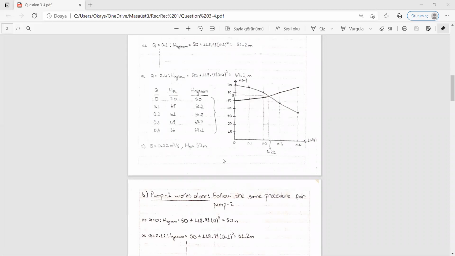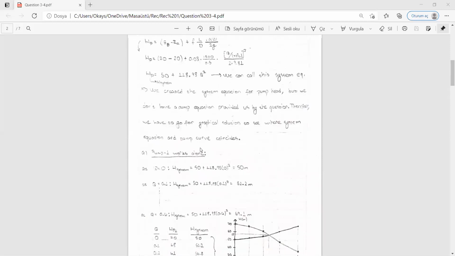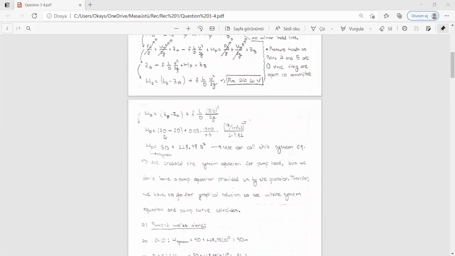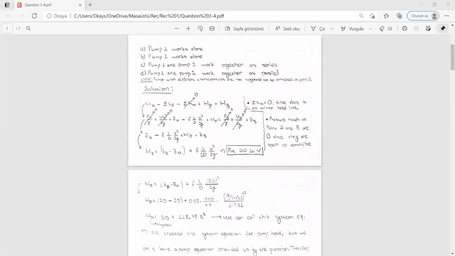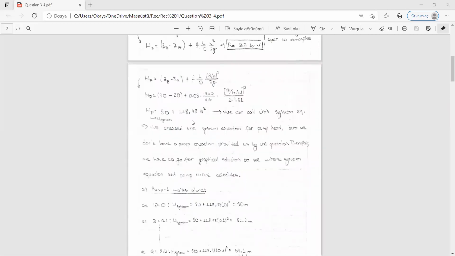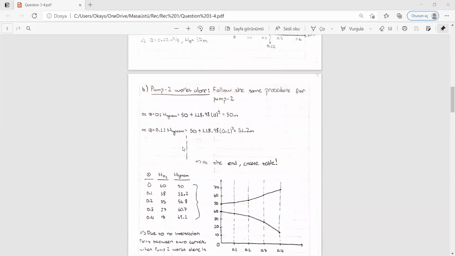So for part B, now instead of pump 1, we will make pump 2 work alone. Same procedure. And as I said, we derived this system equation from the energy equation, so we can use it for pump 2 as well. That doesn't matter.